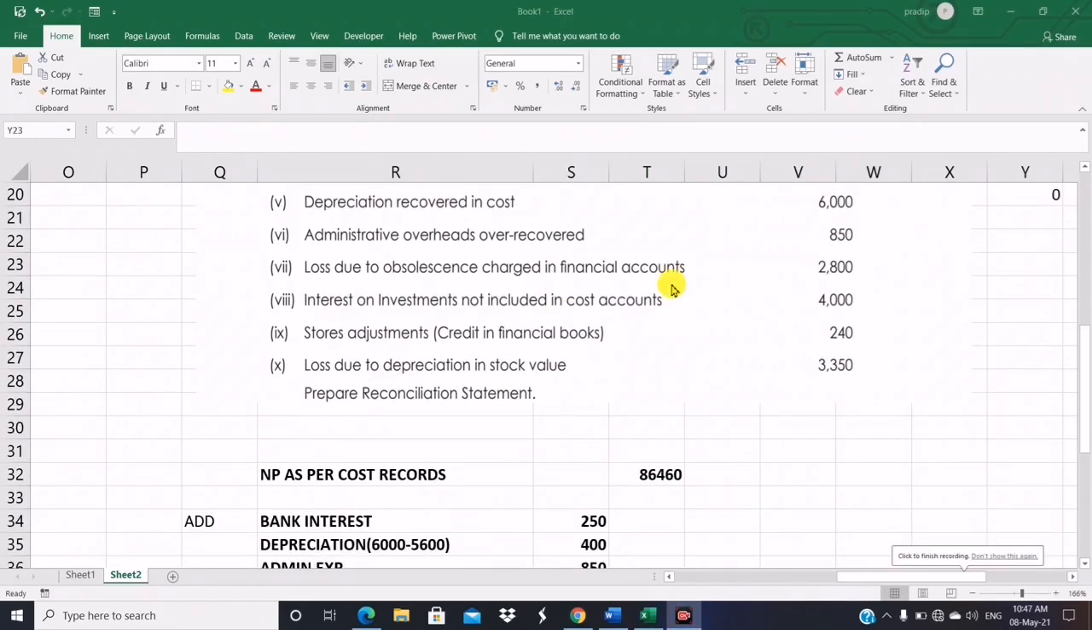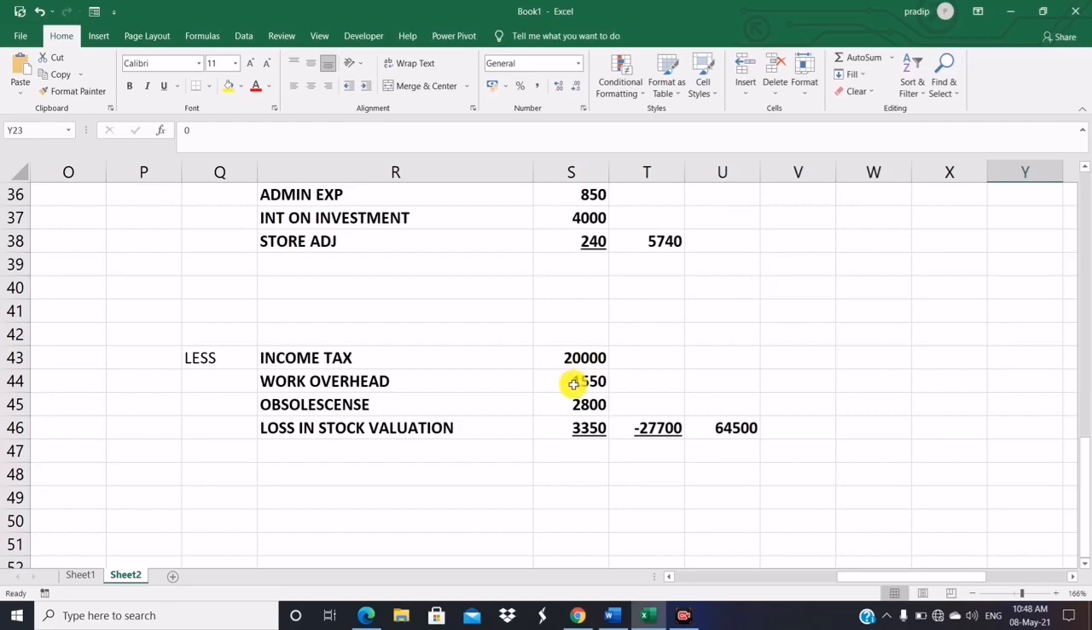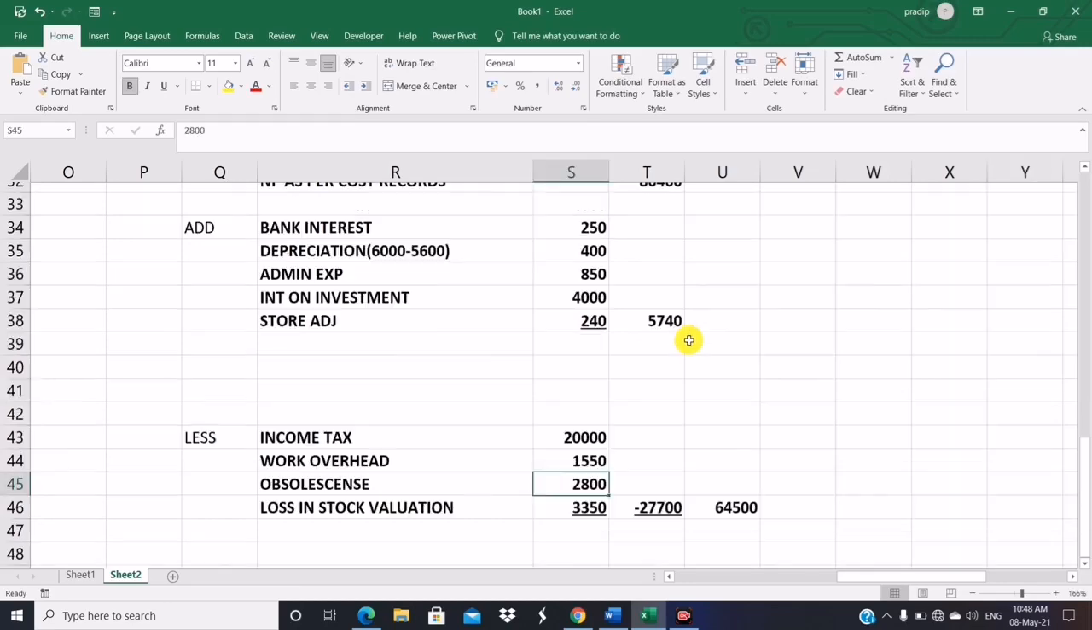Our next adjustment is loss due to obsolescence charged in the financial accounting, rupees 2800, but in cost accounting it is not charged, so it is 0 amount. Here we have taken costing data as a base, that is 0, and in financial accounting it is 2800, but in cost accounting 2800 is undervalued. If an expense is undervalued, what we have to do is less. So here I have mentioned 2800 as a less.